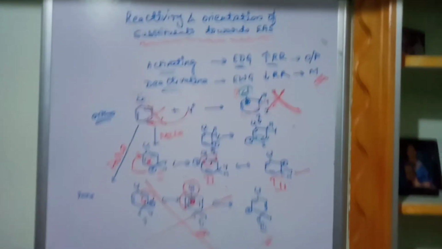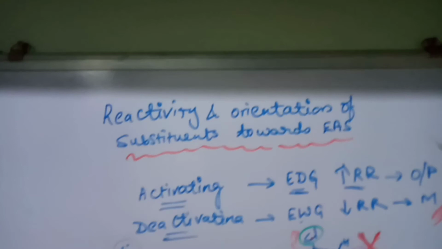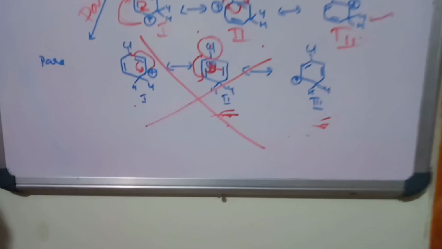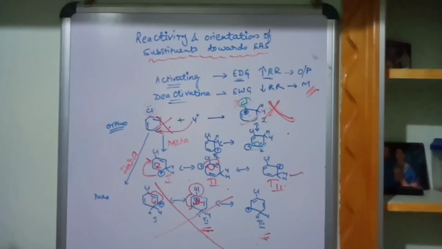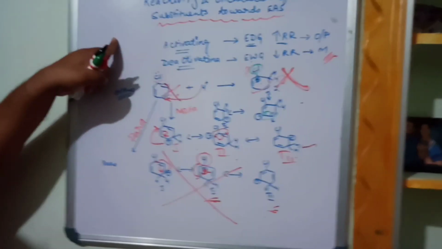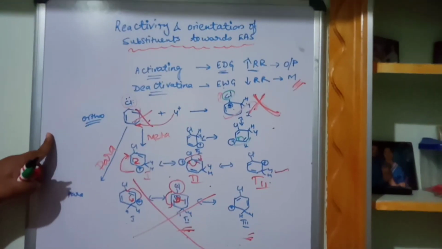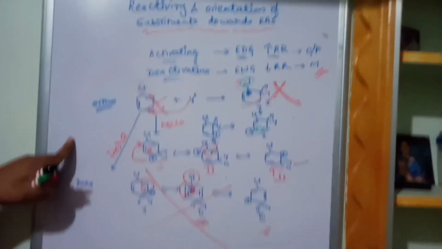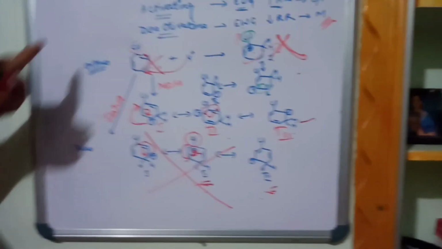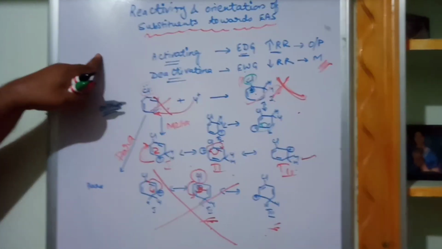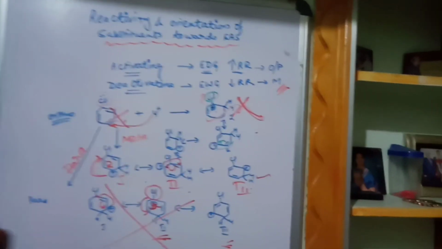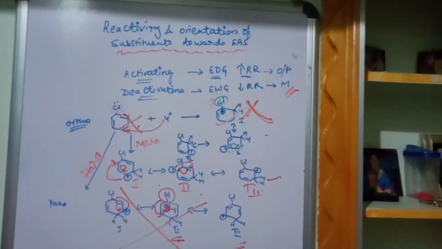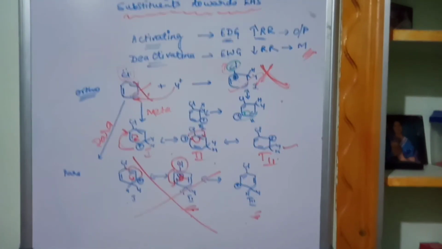Whereas deactivating groups are the meta directors. They get deactivated because it makes destabilization of the ring. When it makes destabilization of the ring, the rate of reaction decreases. Activating groups increase the stability, deactivating groups decrease the stability. Due to the decrease in stability, the rate of reaction is decreased. In the case of activating groups, the increase in stability, by donating the electrons, increases the rate of reaction. This is all about reactivity and orientation of substituents towards electrophilic aromatic substitution reaction. Thank you.